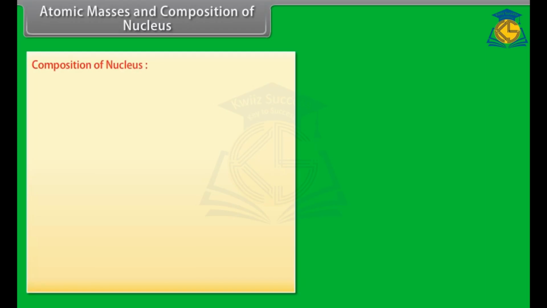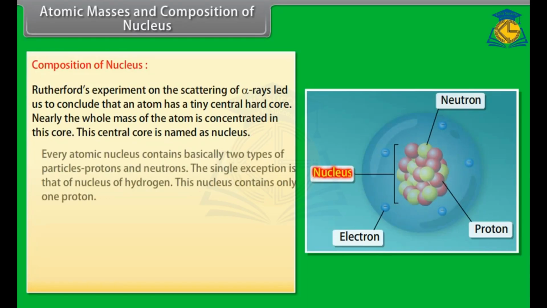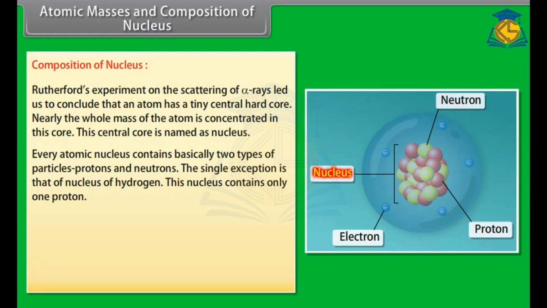Composition of nucleus. Rutherford's experiment on the scattering of alpha rays led us to conclude that an atom has a tiny central hard core. Nearly the whole mass of the atom is concentrated in this core. This central core is named as nucleus. Every atomic nucleus contains basically 2 types of particles, protons and neutrons. The single exception is the nucleus of hydrogen. This nucleus contains only 1 proton.